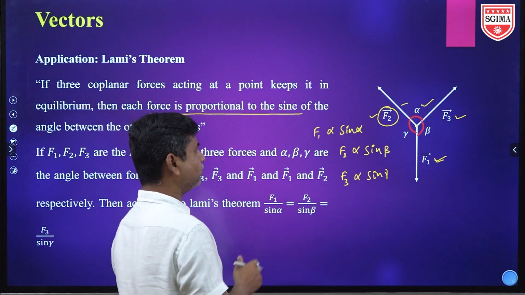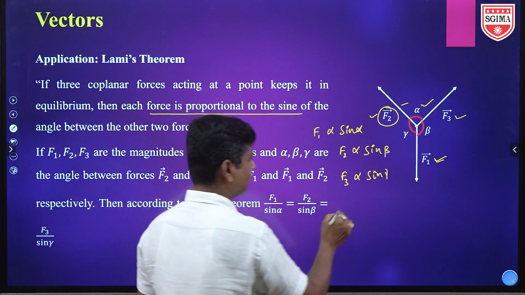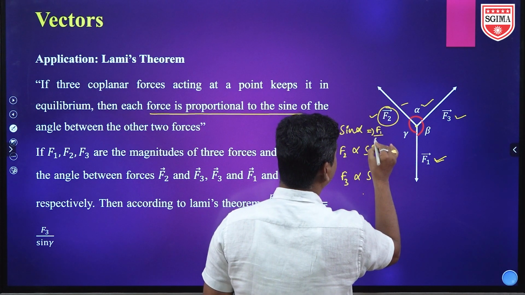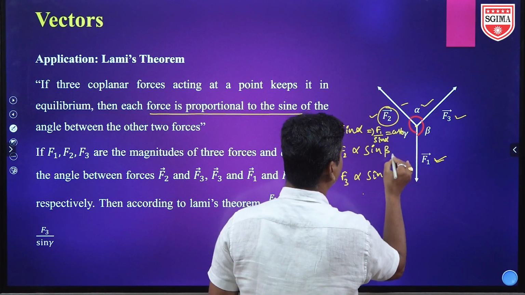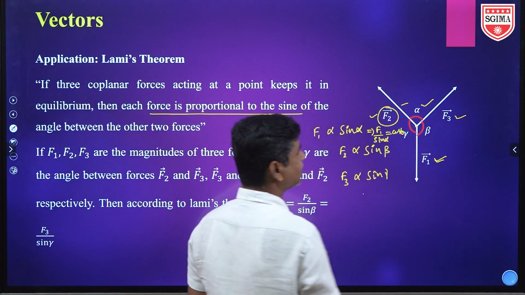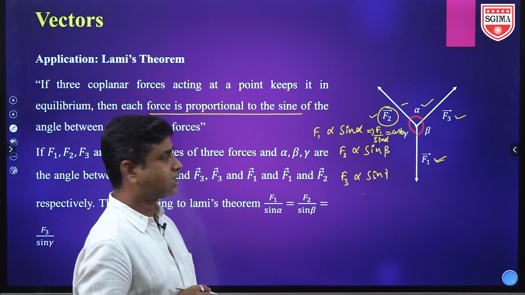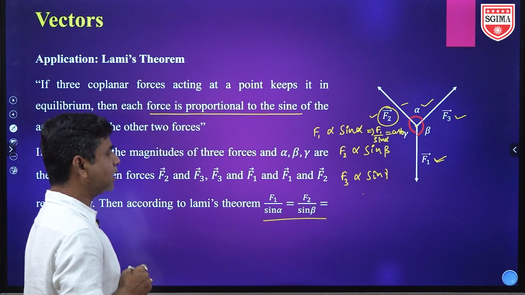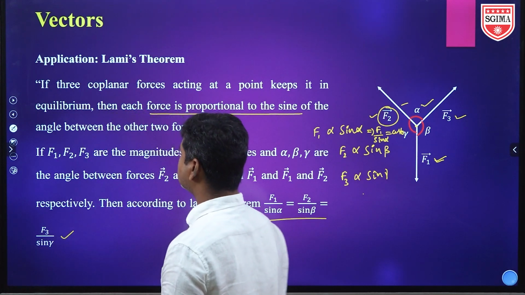So from these three equations, we can take F1 by sine alpha equal to a constant, or F2 by sine beta equal to a constant, or F3 by sine gamma equal to a constant. That is what I am writing here as equation C: F1 by sine alpha equal to F2 by sine beta equal to F3 upon sine gamma.